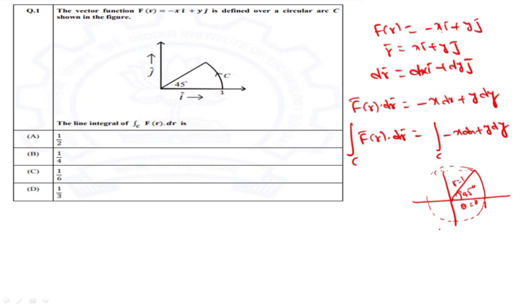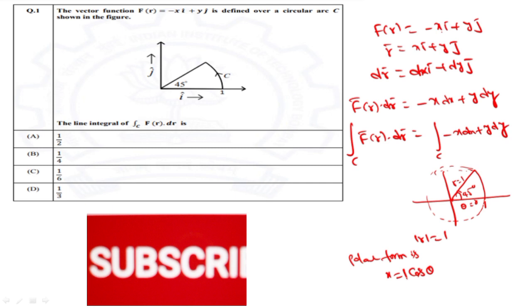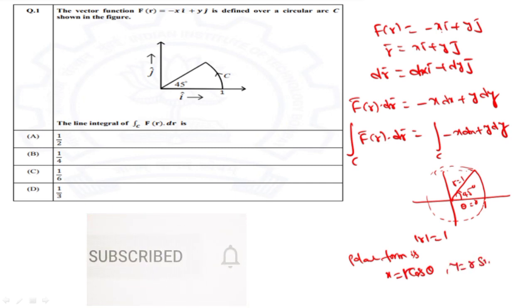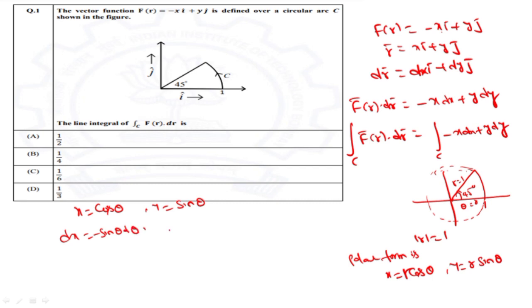So in case of a circle, mod r equal to 1, the polar form is x equal to r cos theta, y equal to r sin theta. Here r is 1, so x equal to cos theta, y equal to sin theta. dx is the derivative of cos, which is minus sin theta d theta, and dy is the derivative of sin, which is cos theta d theta.